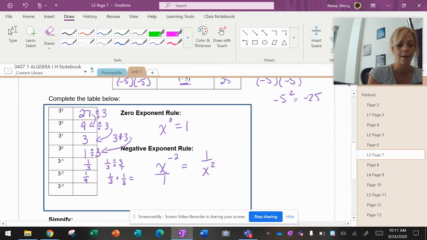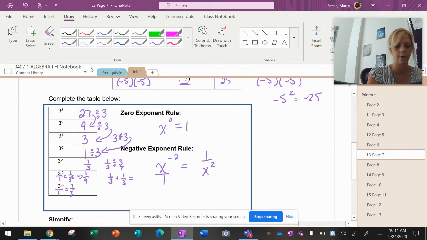Now the shortcut is, if I see a negative, I put it over 1, I bring it to the bottom, which is 3 squared, and 3 squared equals 1/9. So you don't have to do that division every time. Like to go to the next piece, I would do 1/9 divided by 3 again. You don't need to do all that.